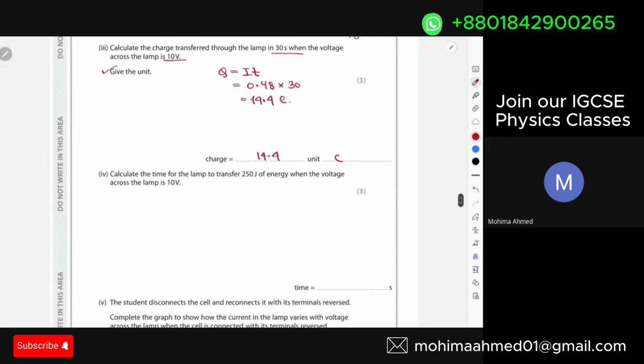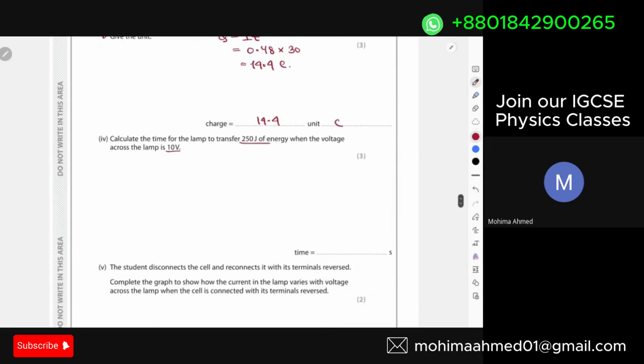Finally, after this, they're also asking us to calculate the time taken for the lamp to transfer this much energy when the voltage across the lamp is 10 volt. That means time taken, right? If I try to find the value of your energy, we are using the equation power equals energy over time. From here, I just have to make time the subject of the equation. Energy is 250. Power is how much? Voltage multiplied with your current, 0.48. So you get 250 over 10 times 0.48, and that gives you the value as 52.1 seconds.